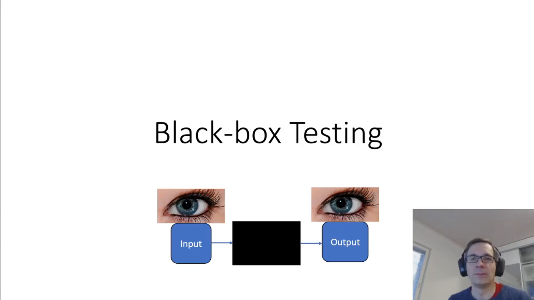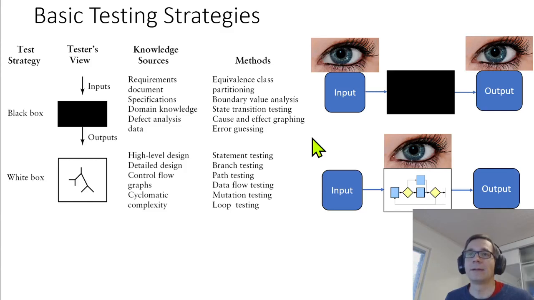Next, we will look into black box testing. In black box testing, we are looking at the inputs and the outputs of the software. In black box testing, we have no view to the internals of the software. This is different from white box testing that mainly looks at the internals of the software.